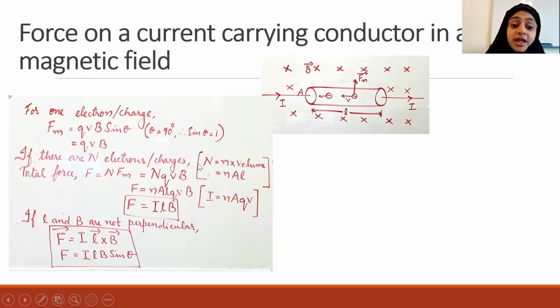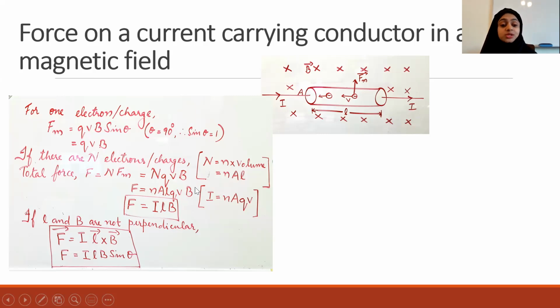So I will get N, the number of charge carriers in the whole conductor. N is equal to nAL. So in this expression for the total force, let me substitute for capital N, nAL. So I got this expression as nAL QvB, which is already there.